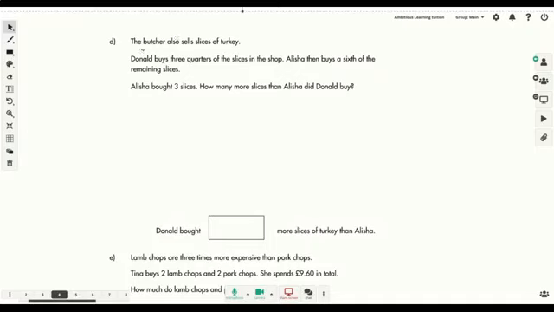So basically, they're saying the bachelor also sells slices of turkey. Donald buys 3/4. Remember what 3/4 is? Of the slices in the shop. Alicia then buys a sixth of the remaining slices. Alicia buys a sixth of the slices. Alicia bought 3 slices. How many more slices than Alicia did Donald buy? You need to find out how much more he bought.